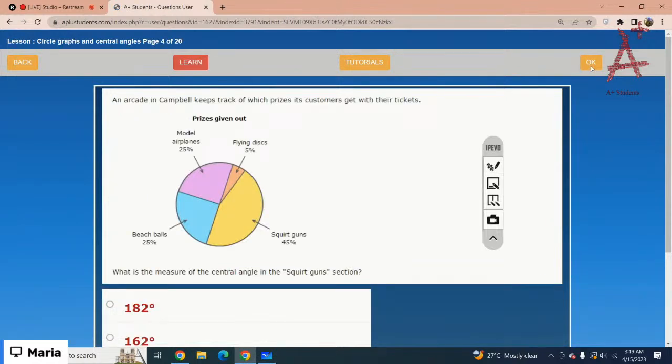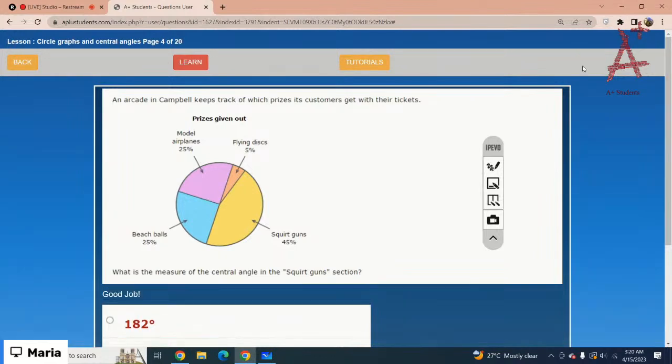An arcade in Campbell keeps track of which prizes its customers get with their tickets. What is the measure of the central angle in the squid guns section? So which is the correct option? 45% of 360 is 162. Very good. So the correct option is 162.